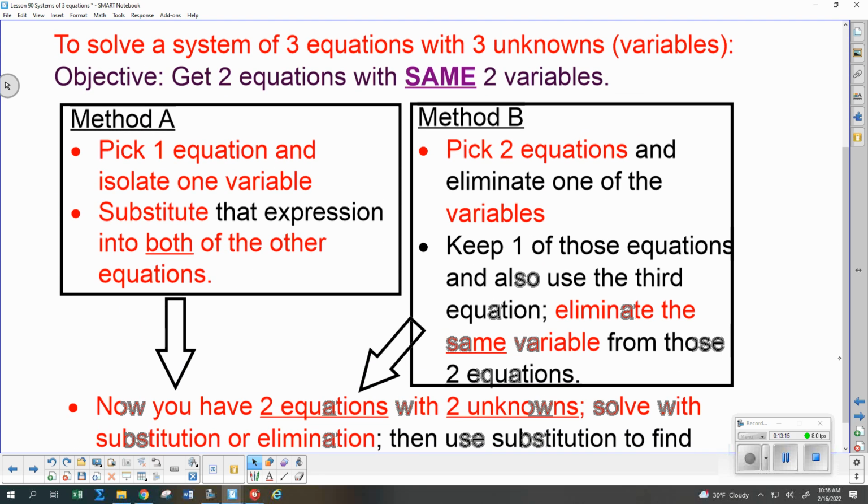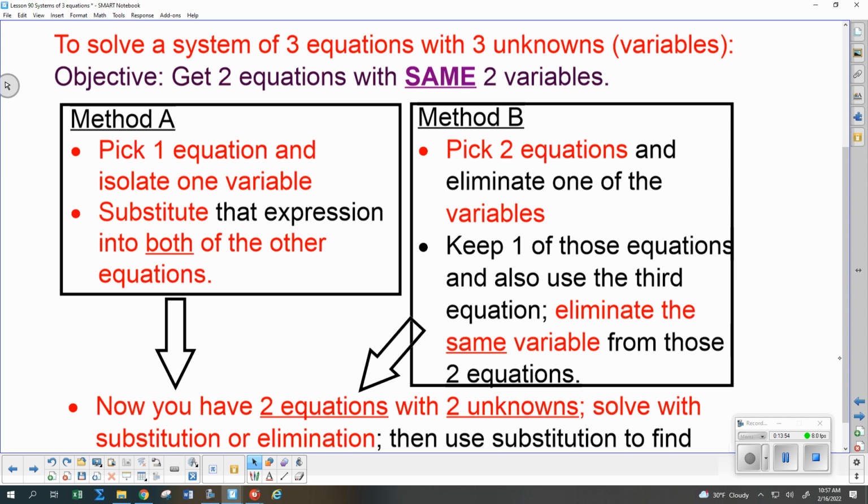All right, summary, and write this in whatever short form works for you. If we want to solve a system of 3 equations with 3 unknowns or 3 variables, our objective is to start with 2 equations with the same 2 variables. You have a choice, which is basically, do you want to start with substitution or with elimination? Depending on the system, sometimes one is easier, sometimes the other is easier. If you do substitution, you pick one equation and isolate the variable, and then you plug that into both of the other 2 equations. If you pick elimination, you take 2 equations and get rid of one variable.